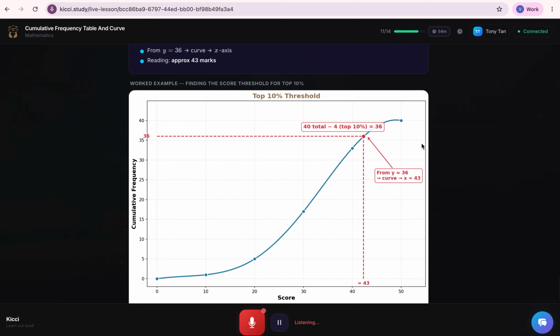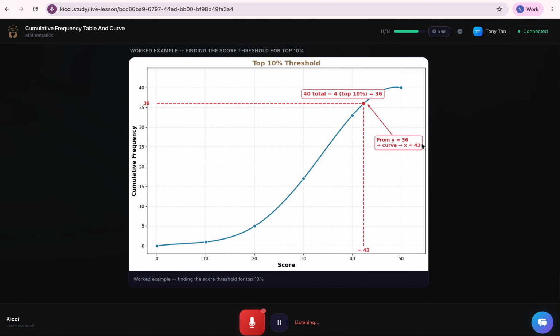No problem. You nailed the main steps. Since 10% of 40 is 4, we need to find the score that 36 students or fewer got. You correctly said to trace from y equals 36 to the curve and then down to the x-axis. Following that logic, the score needed is approximately 43 marks. Making sense? Want to try a quick quiz to see how you're doing with reading the graph? Yeah, go ahead. Show me the quiz.